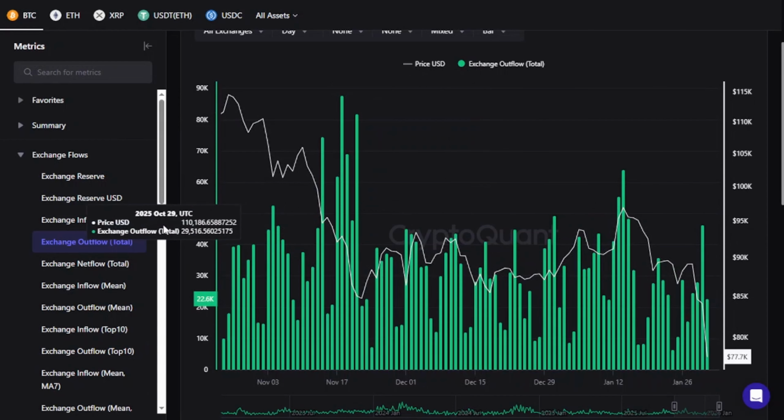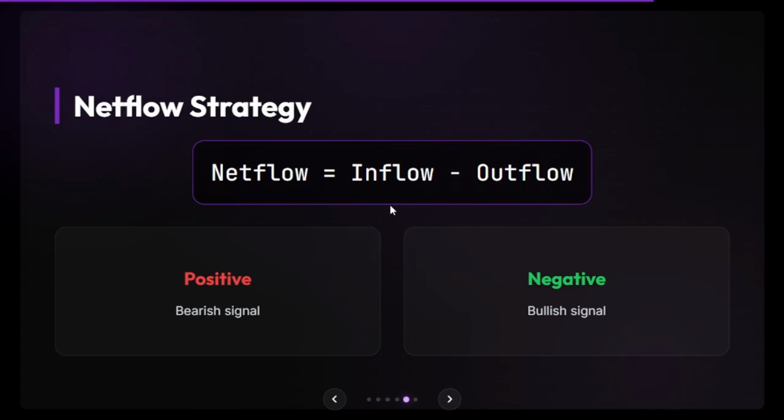But in today's video, we are not going to focus on inflows and outflows. We are going to take a look at their net flow. Now, the formula for net flow is really simple, as we discussed earlier about net inflows and outflows. If we subtract outflows from inflows, we get the net flow. Let's assume if the net flow is positive, we can expect bearish pressure in the market. Likewise, if the net flow is negative, we can expect higher bullish pressure.